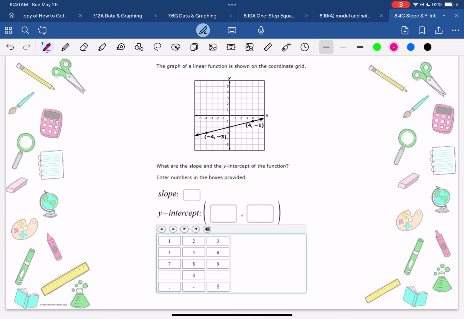It says the graph of a linear function is shown on the coordinate grid. What is the slope and the y-intercept of the function? So just want to remind you, slope is your change in y over your change in x, and then the y-intercept is just where the line meets the y-axis.